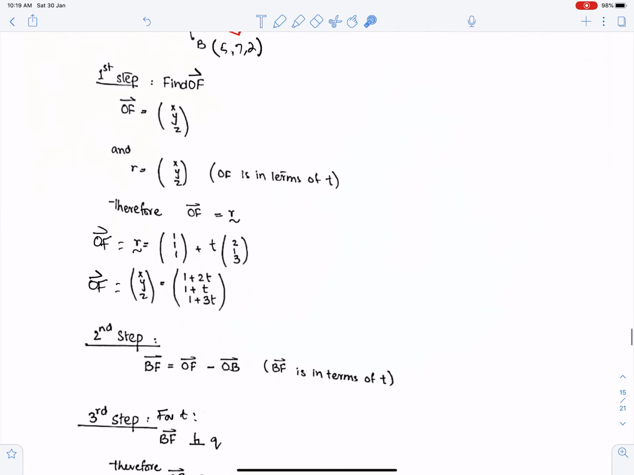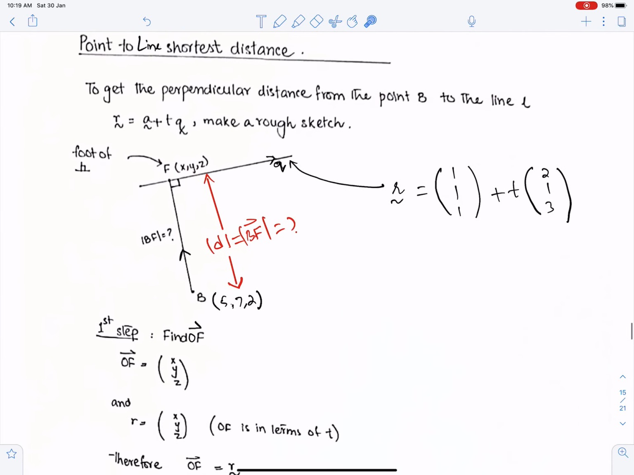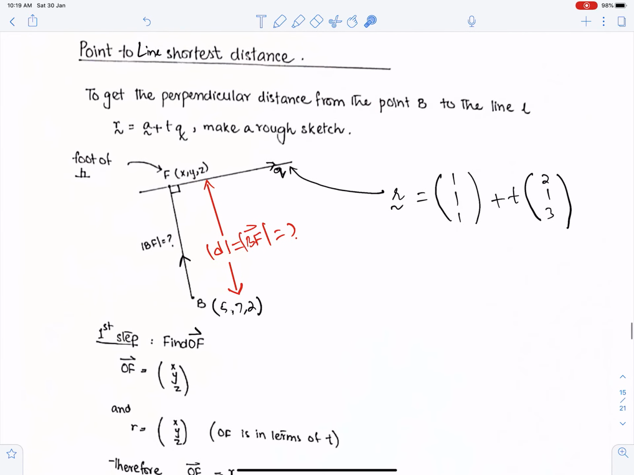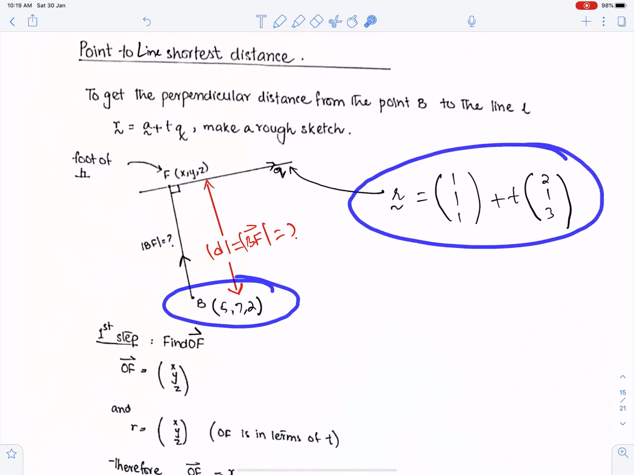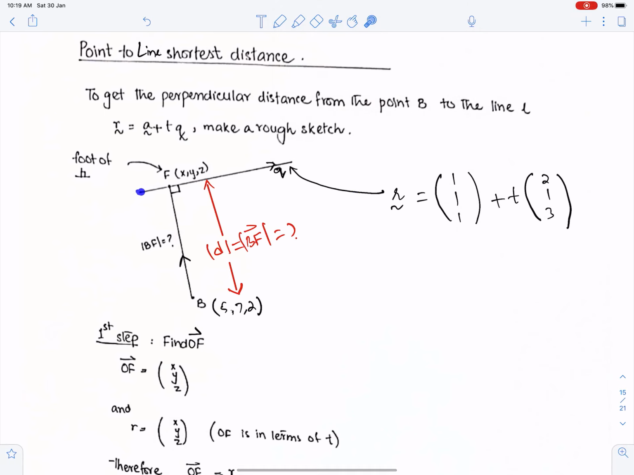So let me give you a short review of this concept. Point to line shortest distance. Two things will be given. A point will be given and the equation of the line will be given. And this is the rough sketch, and this sketch will help you to understand this concept in detail. So first suppose this F, this is the foot of perpendicular from the given point B to the given line L.